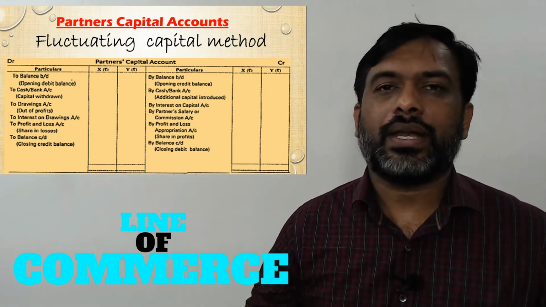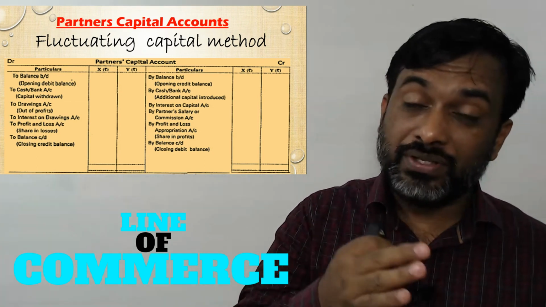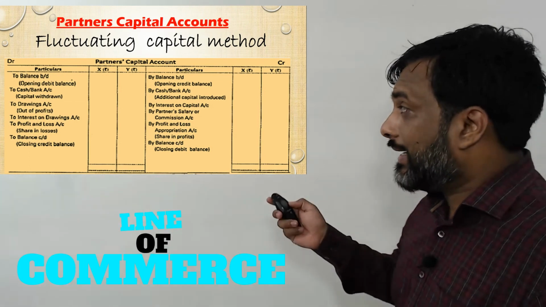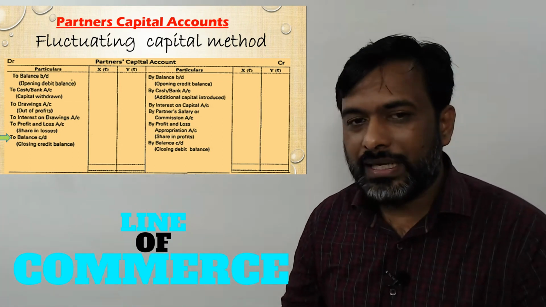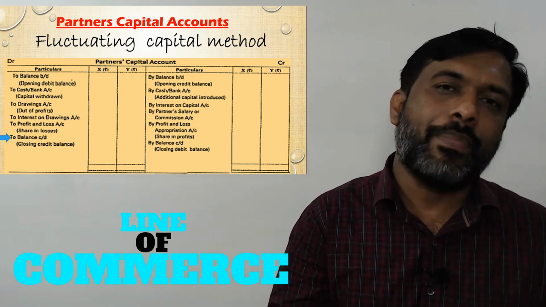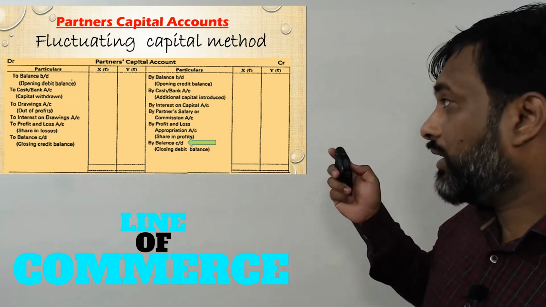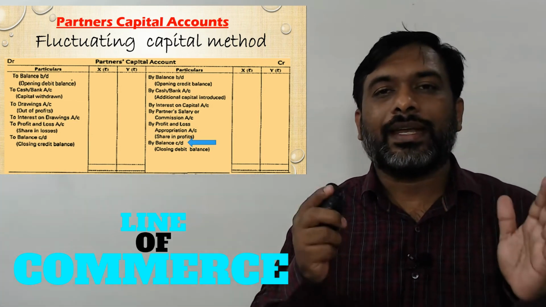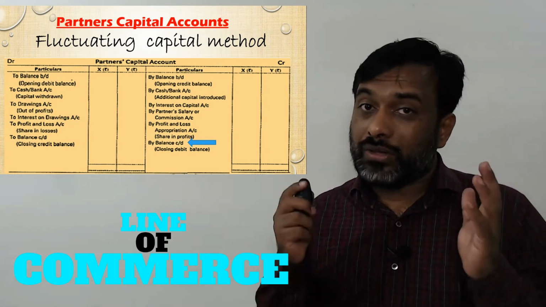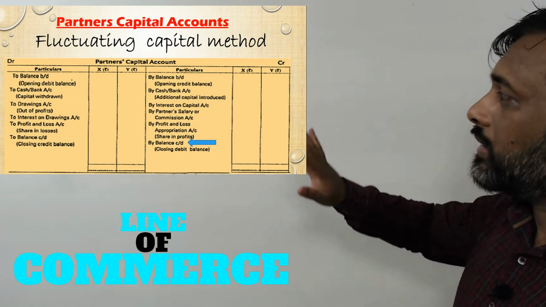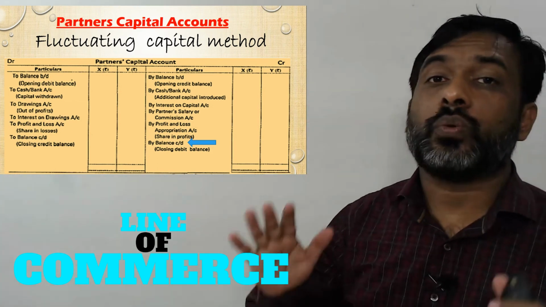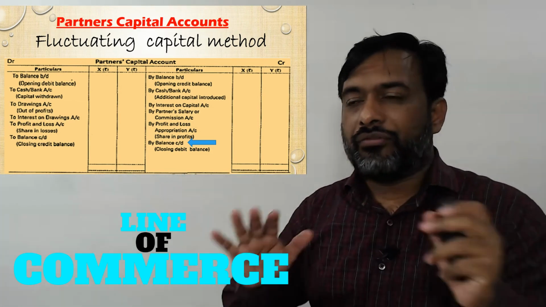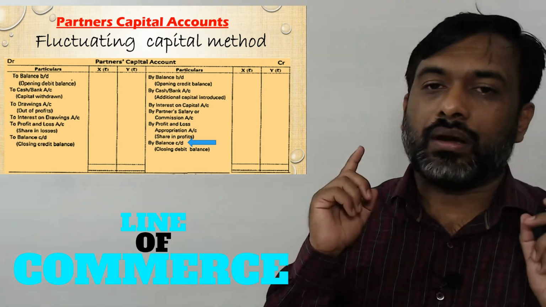After writing this debit and credit, then you need to find out the difference. The difference can come on the debit side, the difference can come on the credit side. If the difference is coming on the debit side, that is to balance c/d, basically that is your closing credit balance. Whereas if the difference is coming on the credit side, you will write it as by balance c/d, that is closing debit balance. Now, this is how you prepare partner's capital account under fluctuating capital method. I hope the format of capital account is clear now.